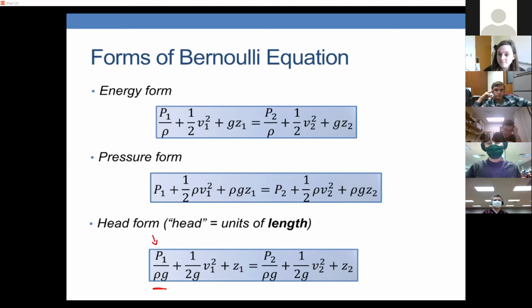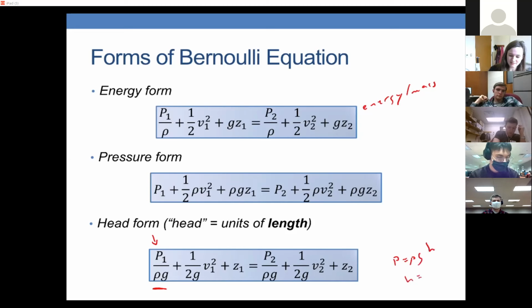So all these are still per mass, right? Yes, the energy form is per mass. But the other two forms are not? Nope, the other forms are not. Multiply by density and this will get you just pressure. And this one will get you units of length. That should make sense, right? Because this says P1 over rho g, and we know P equals rho gh, so we should know that that's units of length.